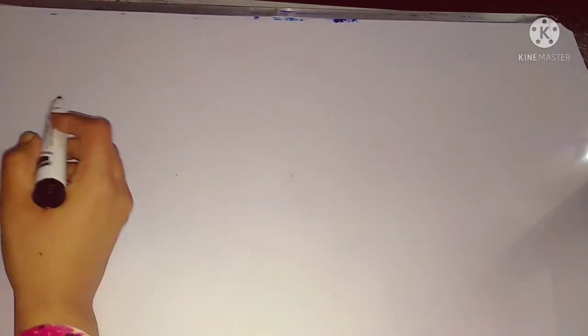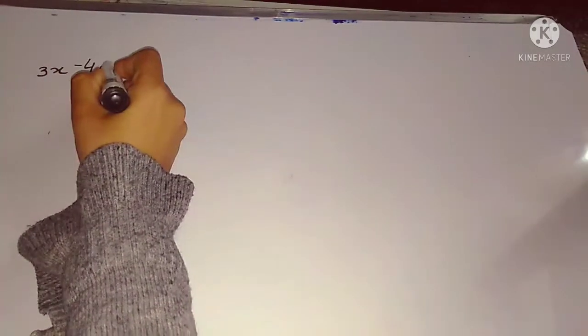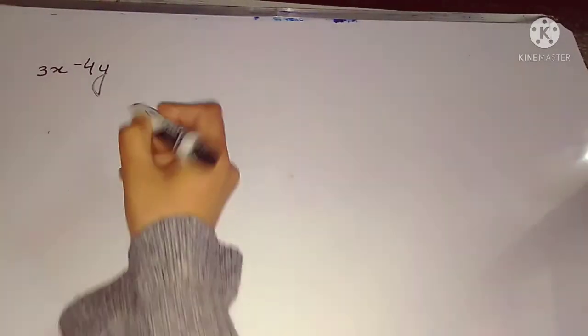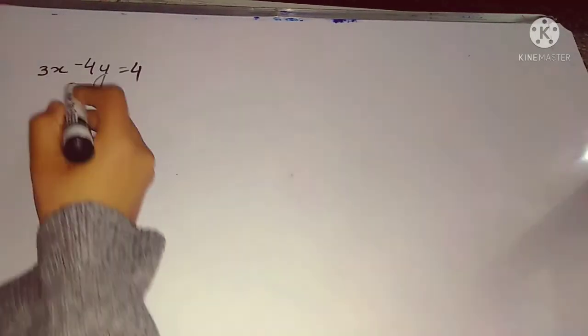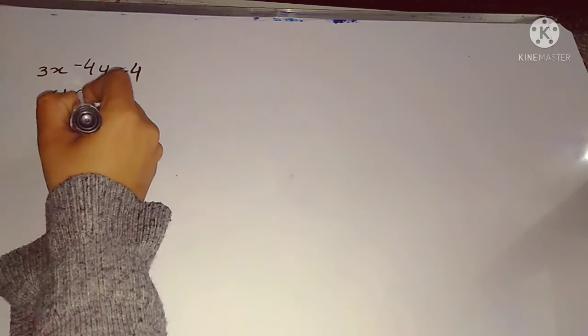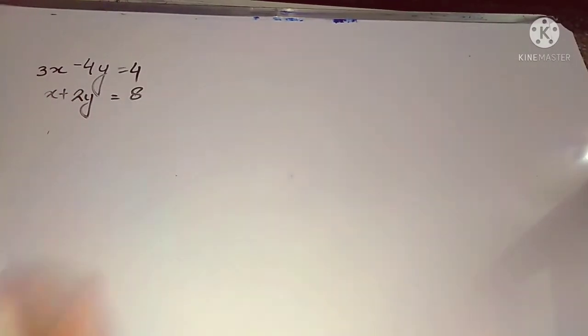I'm going to explain the 8th part. Okay, so the question is 3x minus 4y is equal to 4, and x plus 2y is equal to 8.